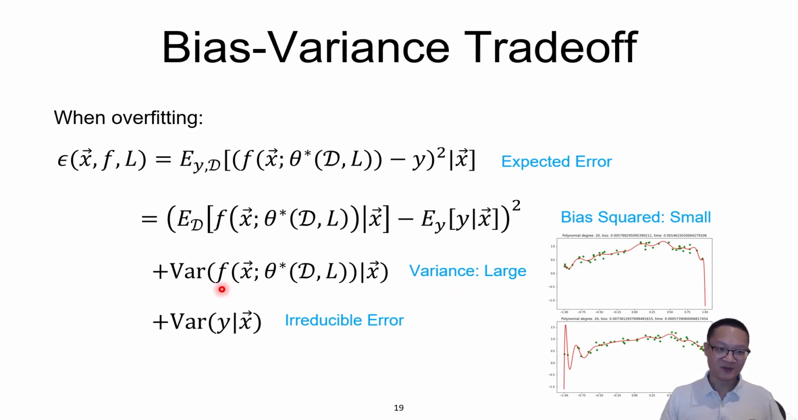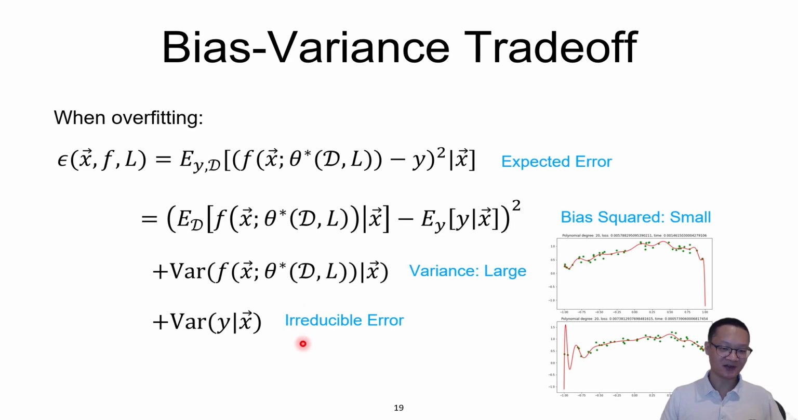So remember what the variance means. It means the possible outputs of f given the same input x for different data sets. So as you can see, for different data sets, our f for some data points could vary a lot, right? So over here, for the same input, you could have vastly different outputs, and over here as well. So the variance is large.